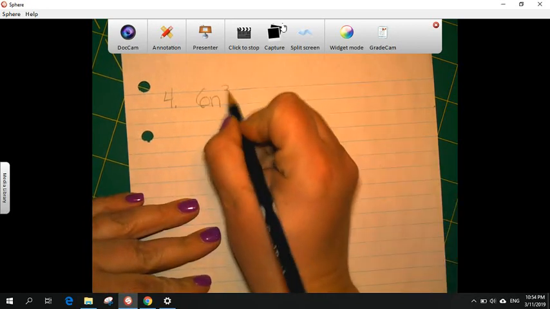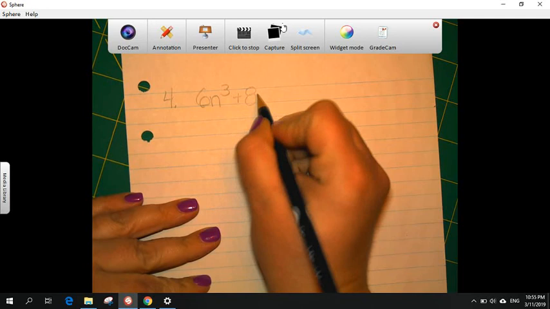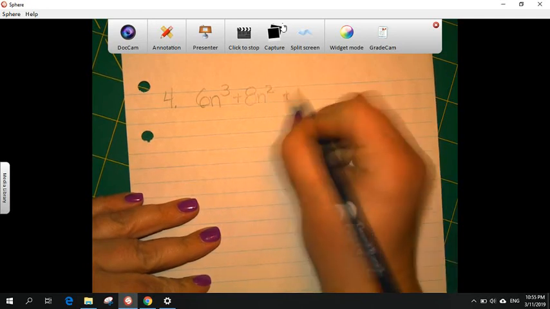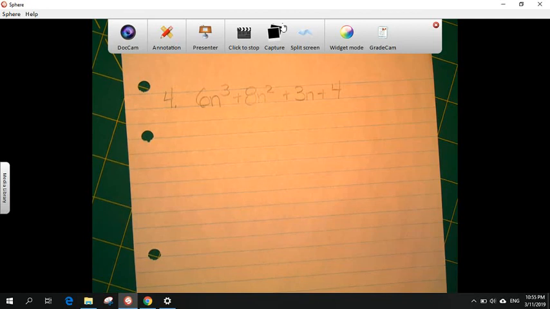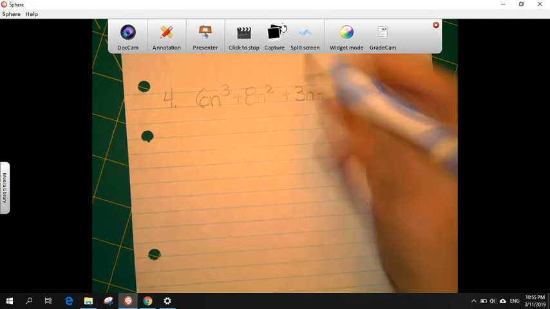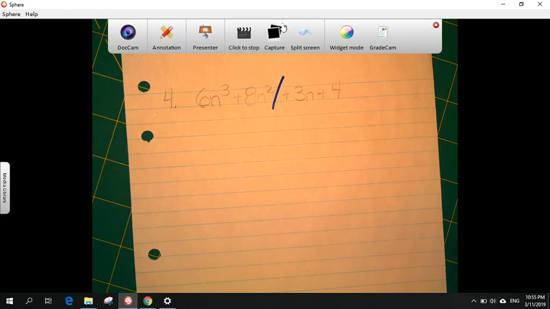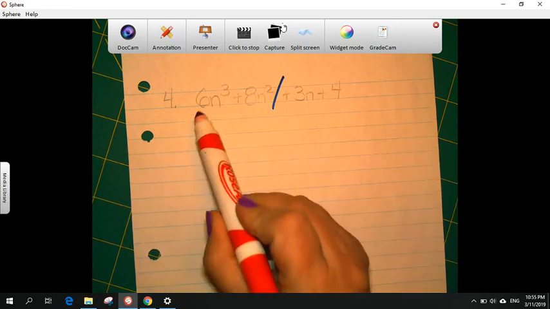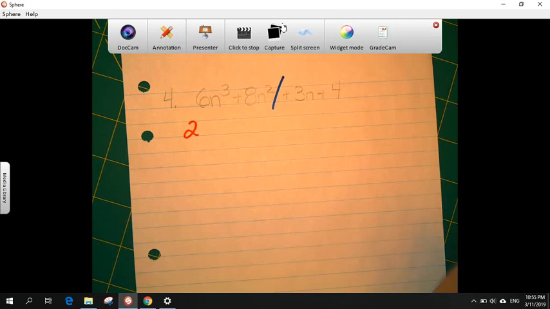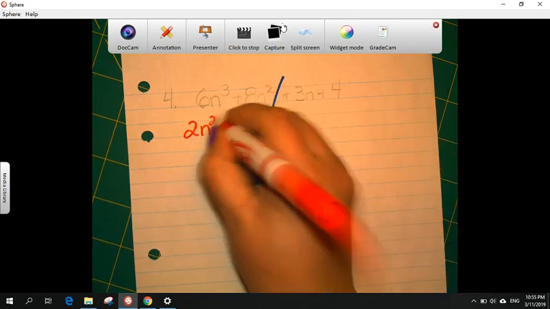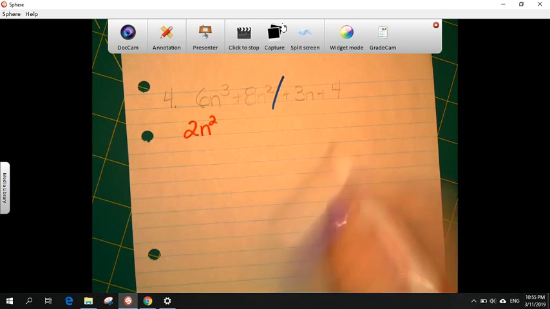6n to the third plus 8n squared plus 3n plus 4. Right? Step 1, chop it in half. Step 2, factor out a greatest common factor of each half. So biggest number that divides into 6 and 8 is 2. Largest number of n's you can take from both of those is n squared. So now we're going to divide.